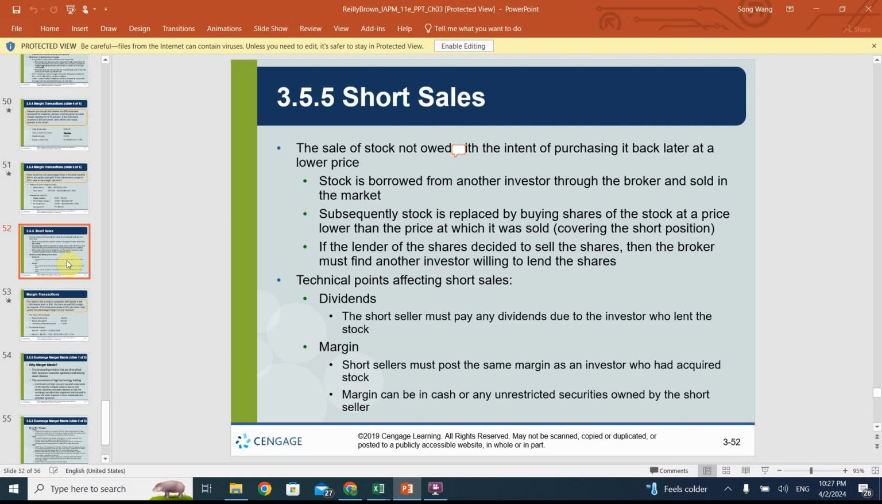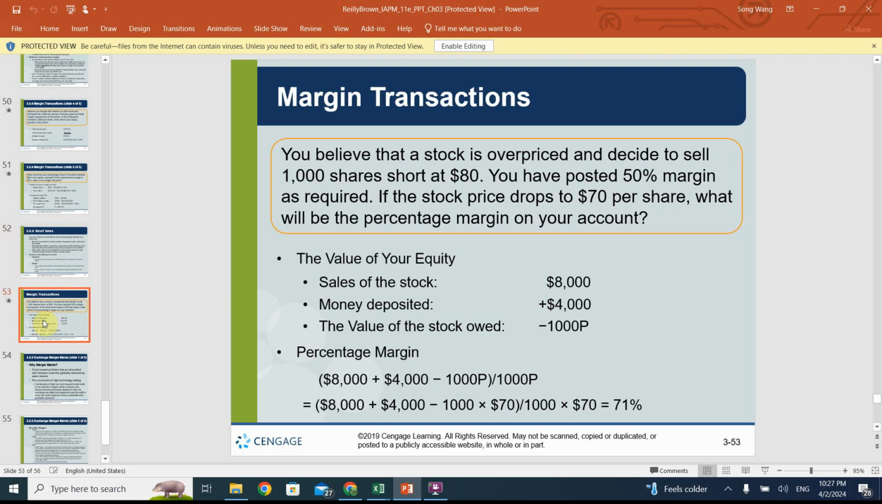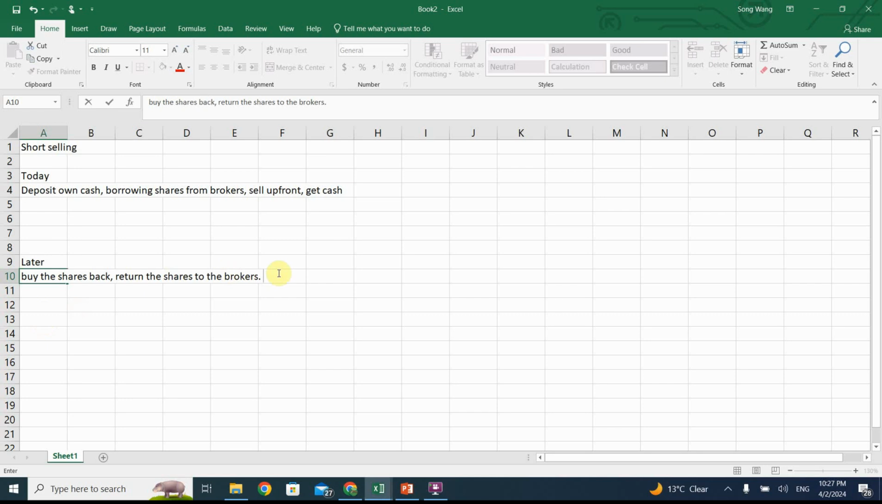So in this practice of short selling, we are doing some calculations here. Okay, so this slide basically is telling you what it takes to sell short. And right here is the numerical example from the textbook. So you believe the stock price is overpriced and you want to short sell it. Short selling allows profit from price decline.